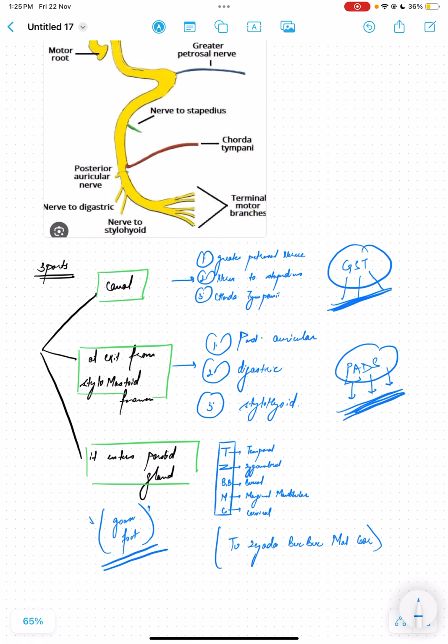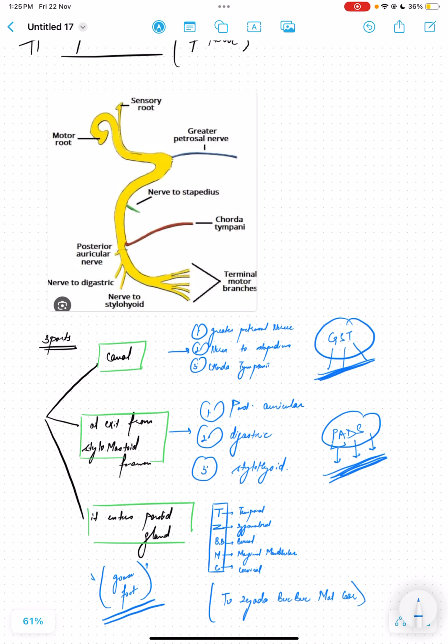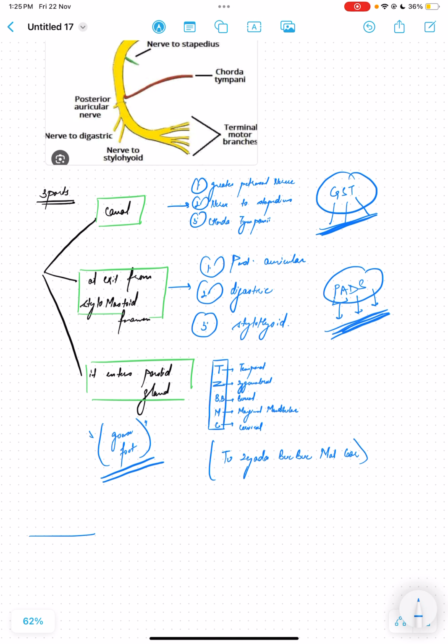So basically these were the three parts of our facial nerve. Okay, this was a very short video. Please remember it carefully.